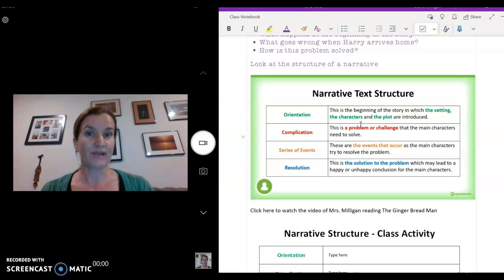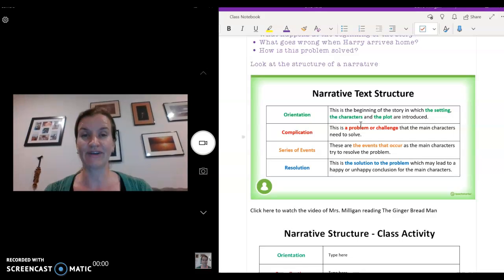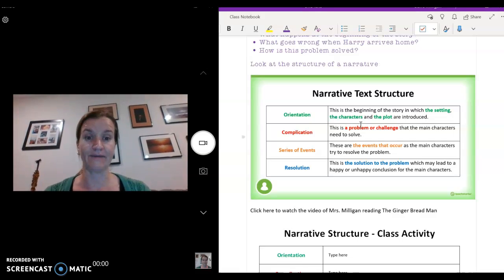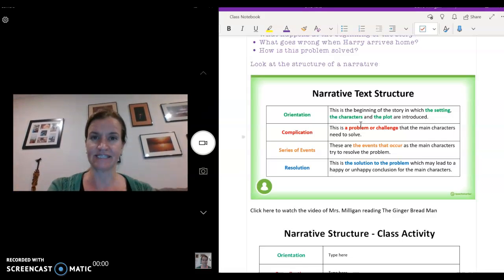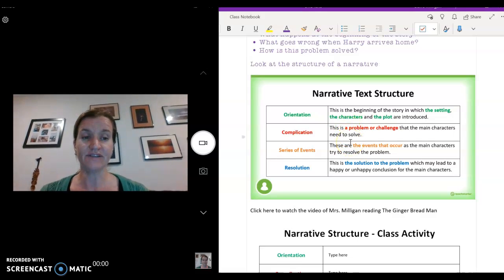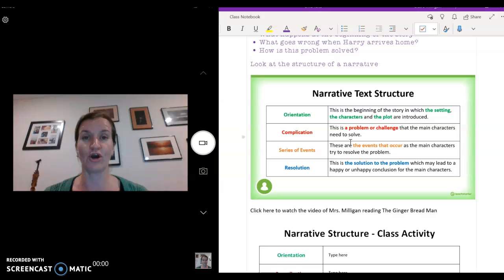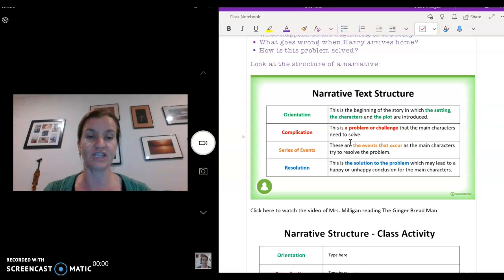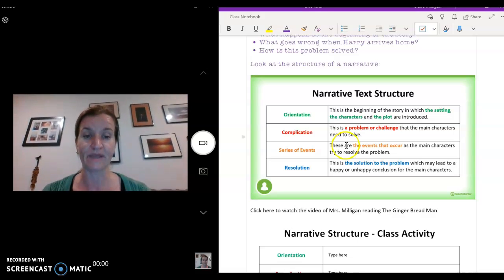Then comes along the complication. So this is a problem or a challenge that your characters need to solve along the way. But they don't solve it straight away. There has to be a series of events that make sense, that follow on from one another. That's called sequencing. These are the events that occur to the main characters as they work their way through trying to overcome the challenge or resolving the problem.